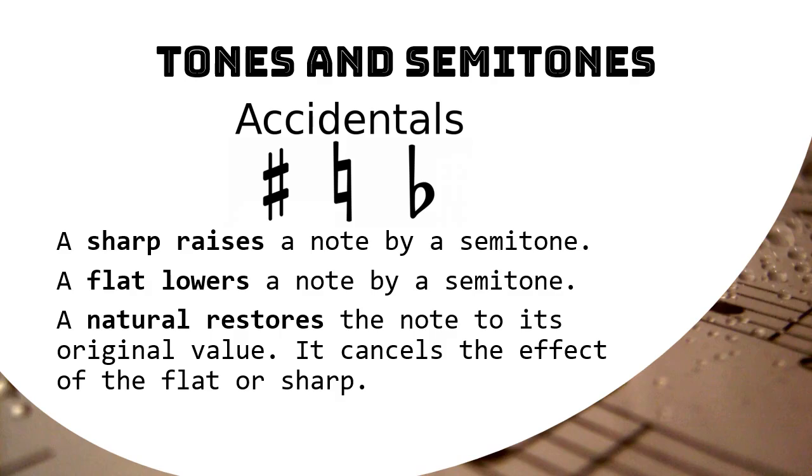Okay, so the last one is the natural. A natural restores the note to its original value. It cancels the effect of the flat or sharp. So that is what the natural accidental does. Once the natural is placed by the note, it means that the effect that the other accidentals had on that note has now been cancelled.